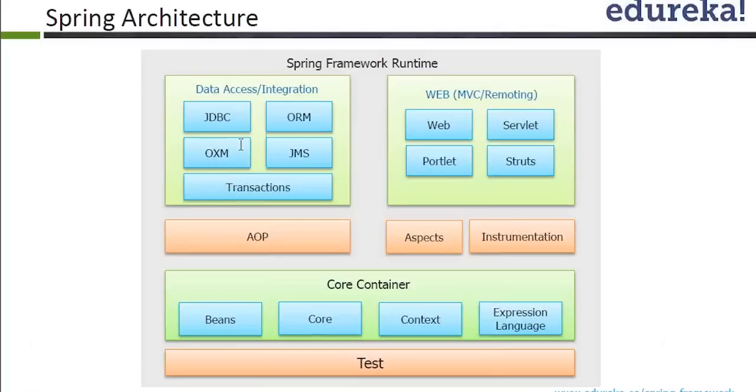And OXM, basically we call it object XML mapping. It is a mechanism which converts or marshals objects into XML format, and vice versa. There are Castor, XStream, a lot of popular frameworks that are used. As far as OXM is concerned, here also Spring provides a uniform API to access any of these OXMs, right?